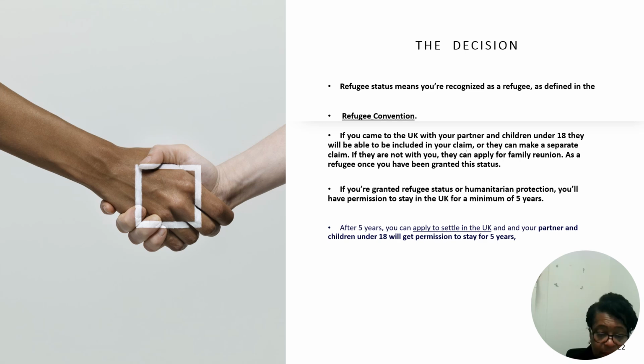If your application has been accepted, congratulations. This means you're recognised as a refugee. If you came to the UK with your partner and children under 18, they'll be included in your claim. Or they can make a separate application if they are not with you. They can apply for family reunion.